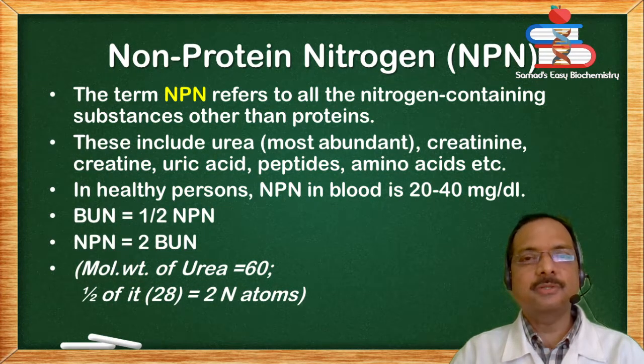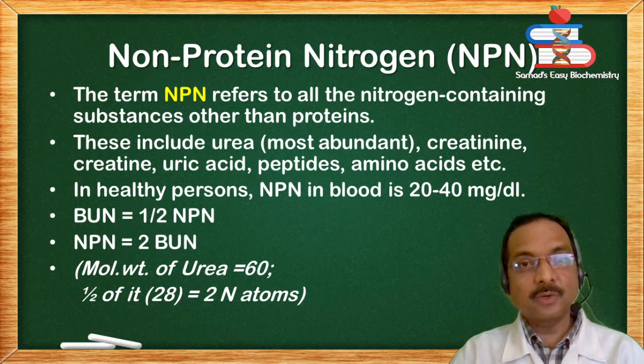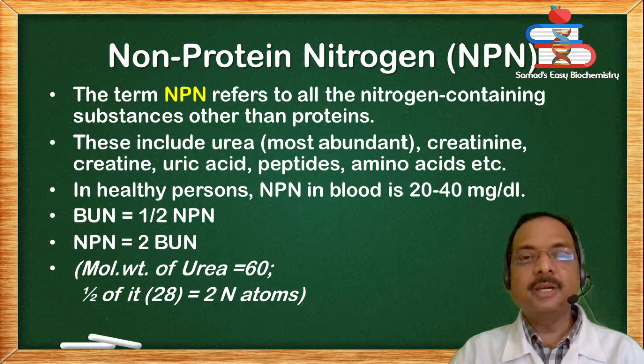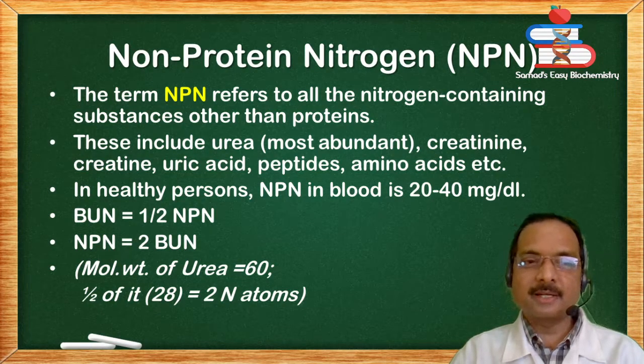Blood urea nitrogen is equal to half of NPN, or NPN is equal to twice blood urea nitrogen. As molecular weight of urea is 60, half of it, that is 28, is nitrogen. So two nitrogen atoms are present in urea molecule. Hence NPN is equal to twice blood urea nitrogen.